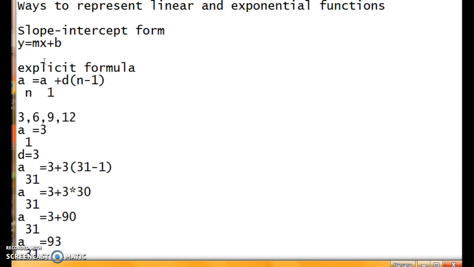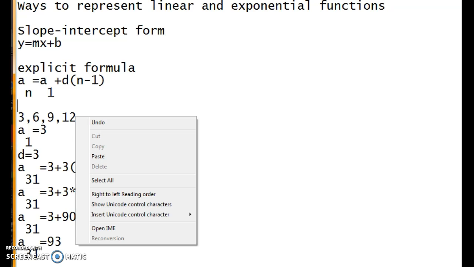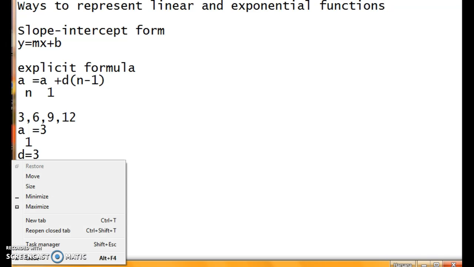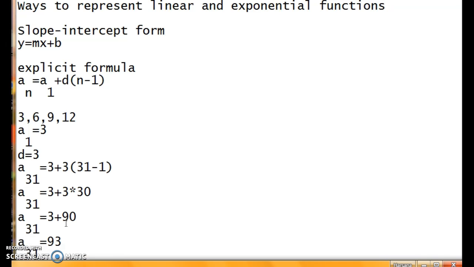Now this could be figured out with this, but we don't know the y-intercept. It just tells us the first number in the sequence. Second, third, fourth. We have no idea if this could even be used in a graph. So we can easily use an explicit formula in order to figure this out.